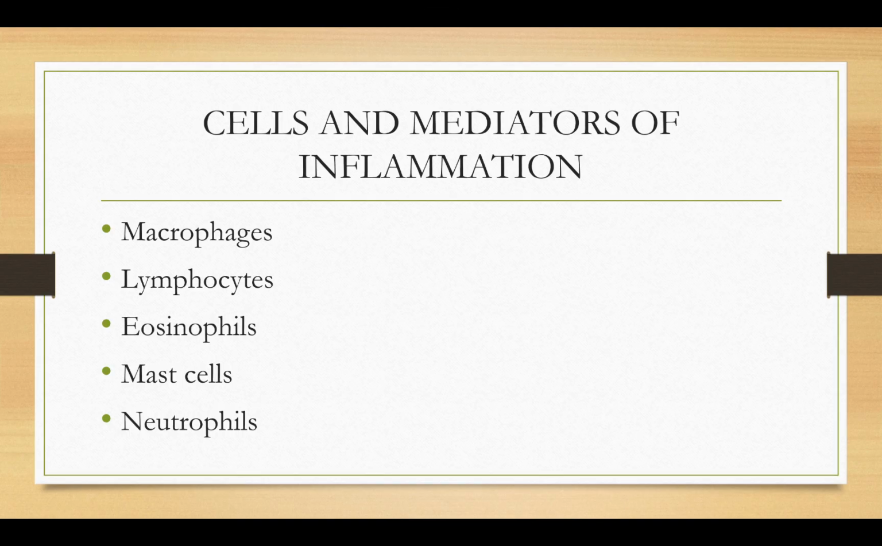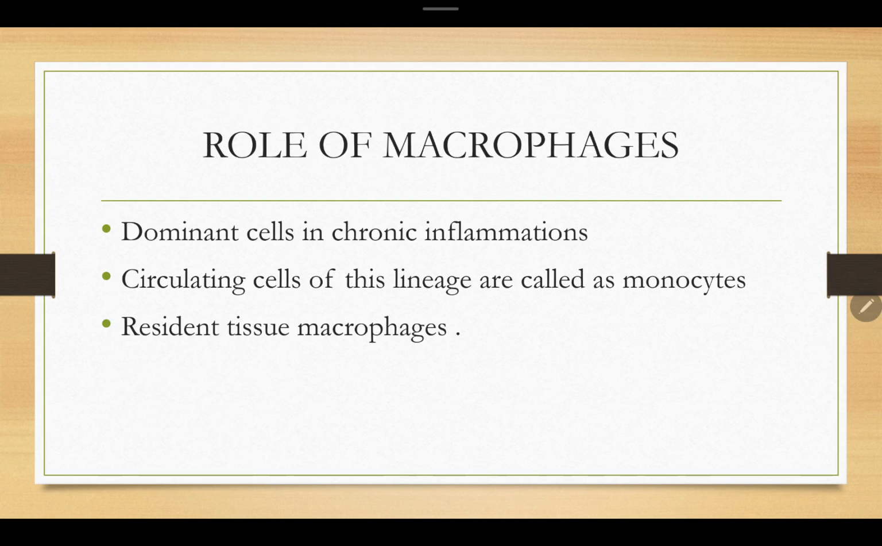So what are the cells and mediators of inflammation? These are the different causes of inflammation. The different cells are macrophages, lymphocytes, eosinophils, mast cells and neutrophils. These are the different cells and mediators of inflammation.